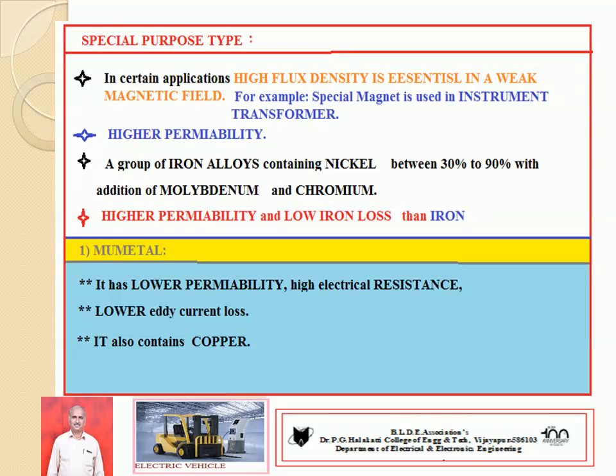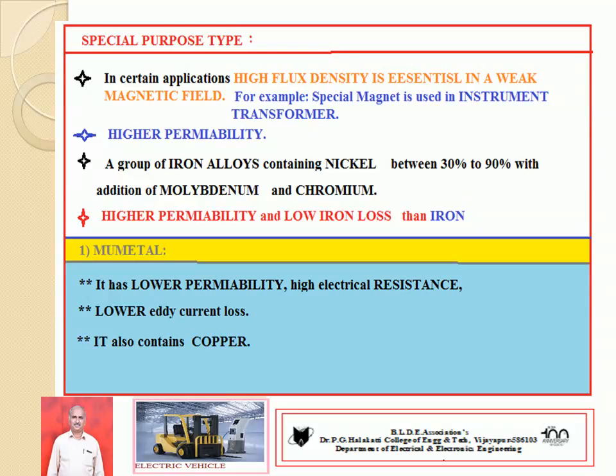Then there is a group of iron alloys containing nickel between 30 to 90% with addition of molybdenum and chromium. It can result in higher permeability and lower iron loss than iron. Such an alloy is more useful. It should be used in the design of instrument transformers.